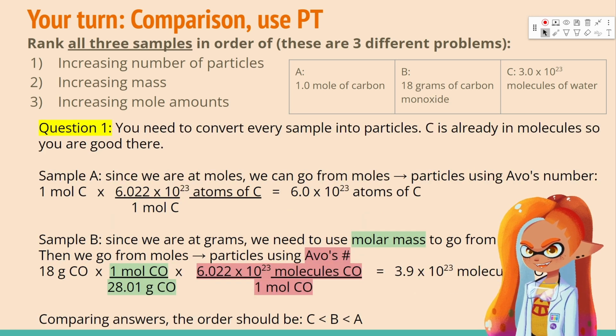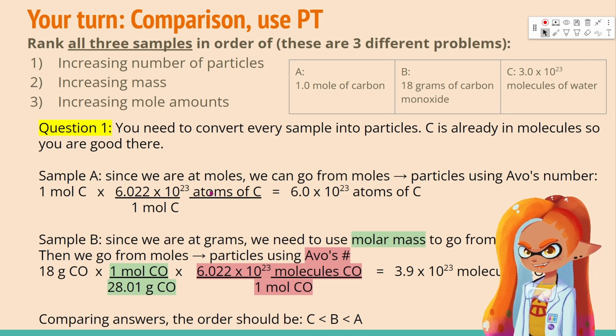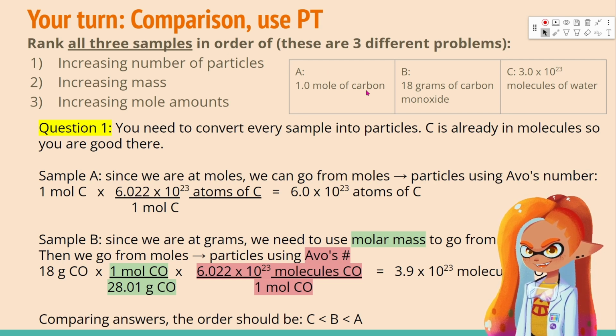All right, I'm going to talk about each of the answers for these. So for question 1, we need to convert everything to particles. The sample C is already in molecules, which are particles, so you don't need to do any math for C for the first question. You need to convert A and B, though. So for A, we are at moles, and so we want to go to atoms because it is just 1 element, so we're just talking about an atom of that. And so I use Avogadro's number for that. And so 1 times Avo's number divided by 1, that's just going to be Avo's number, approximately. I rounded to 2 sig figs because it's 2 here.